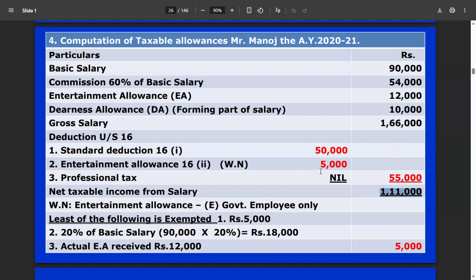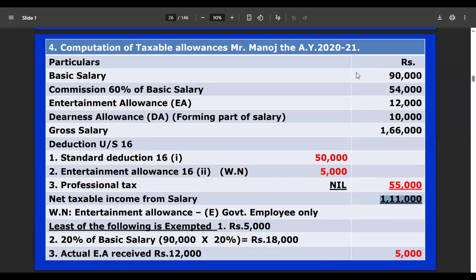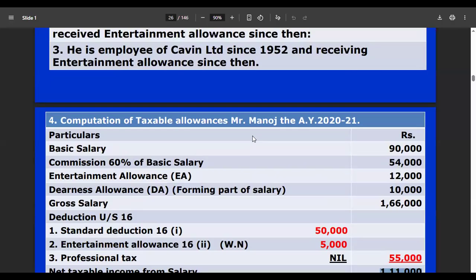Anybody's doubt in this calculation? Please post it in the chat box or unmute and ask it. I'll wait for 2 minutes. Please read the answer. I will re-explain.